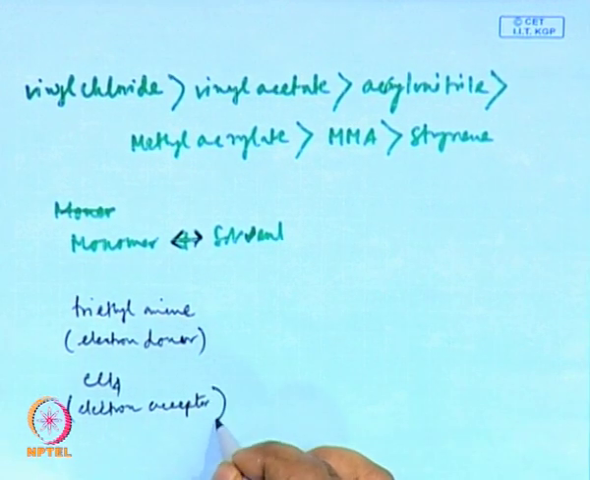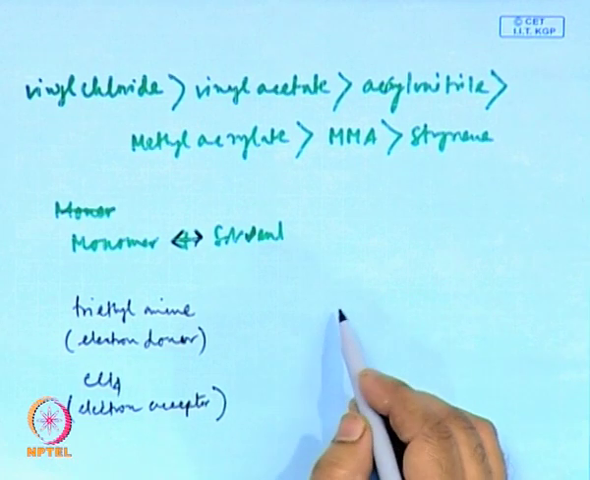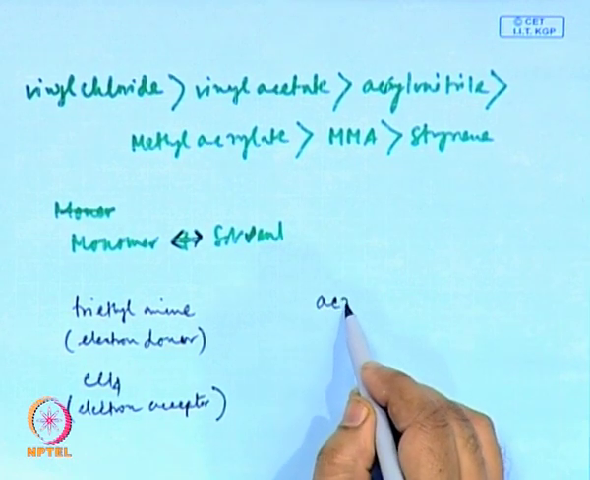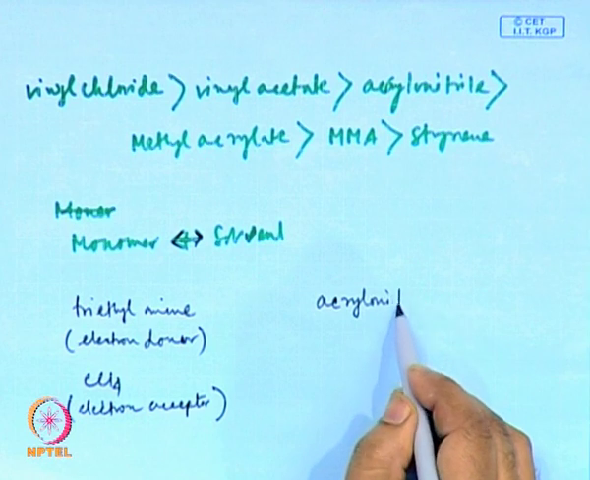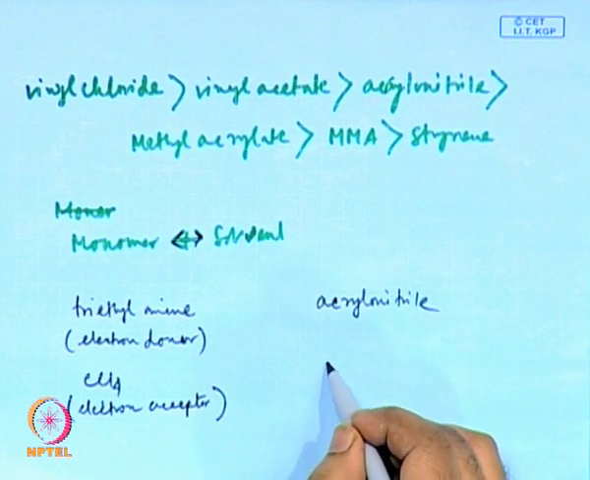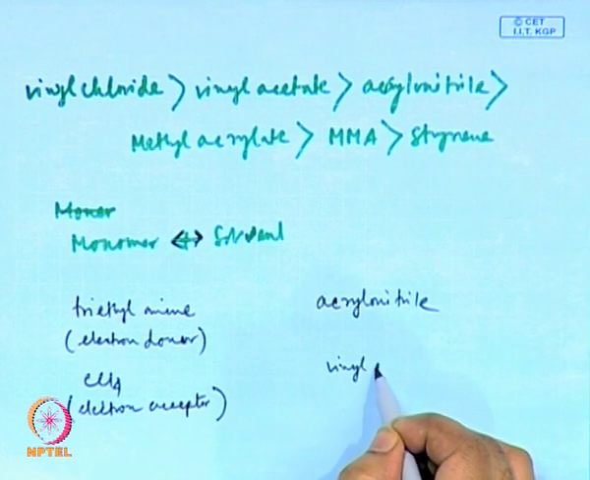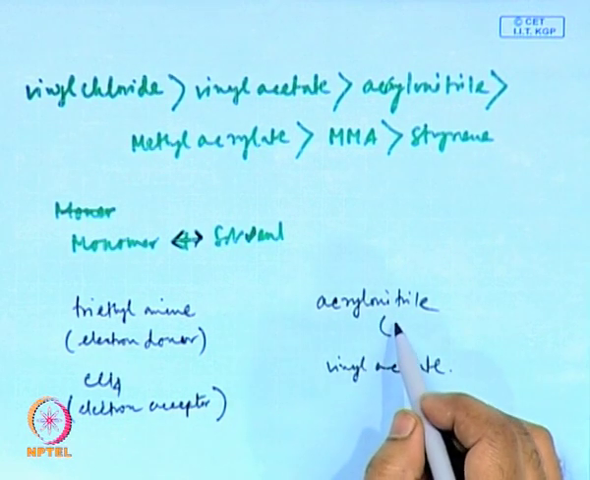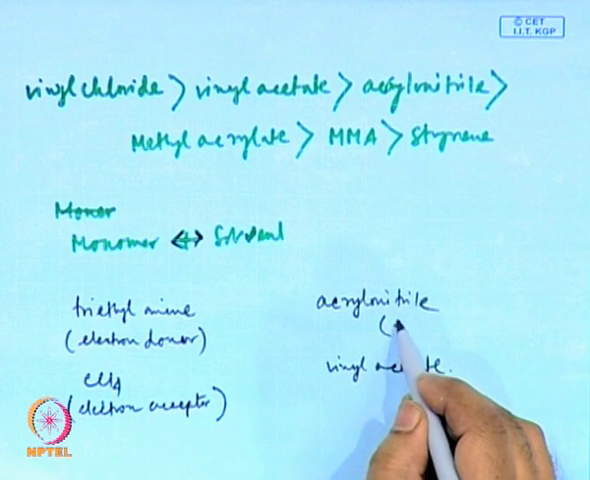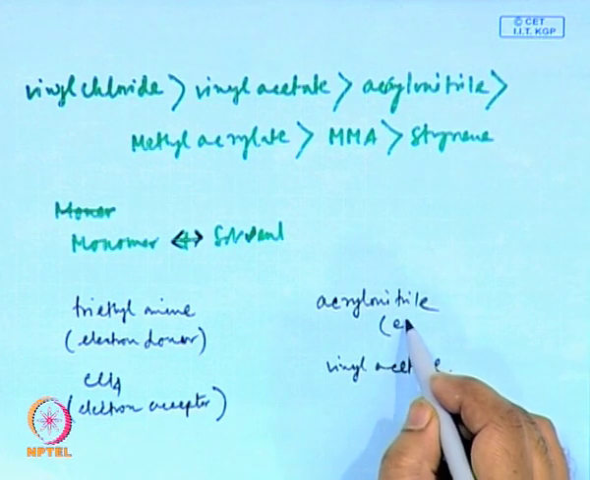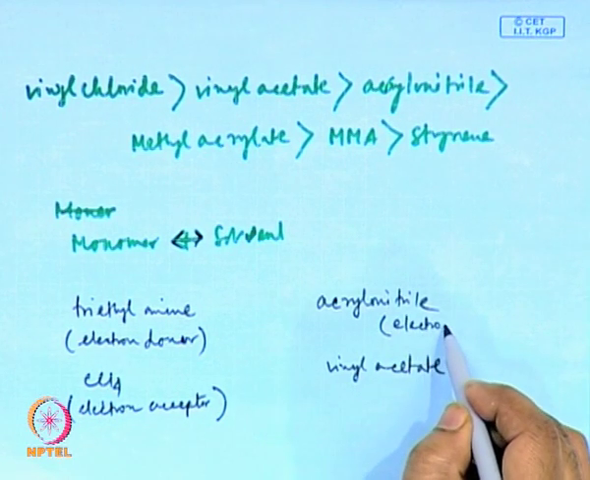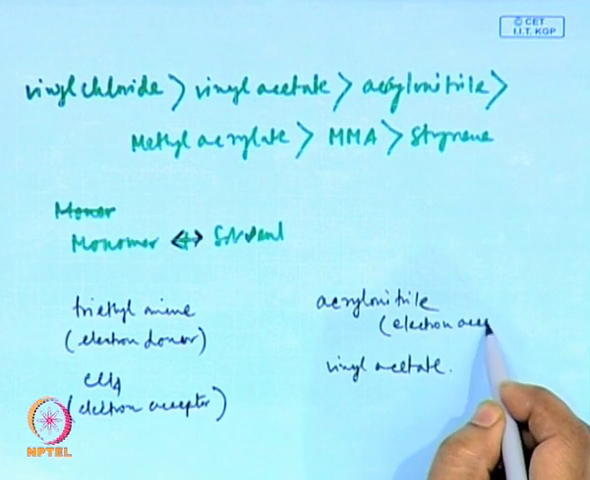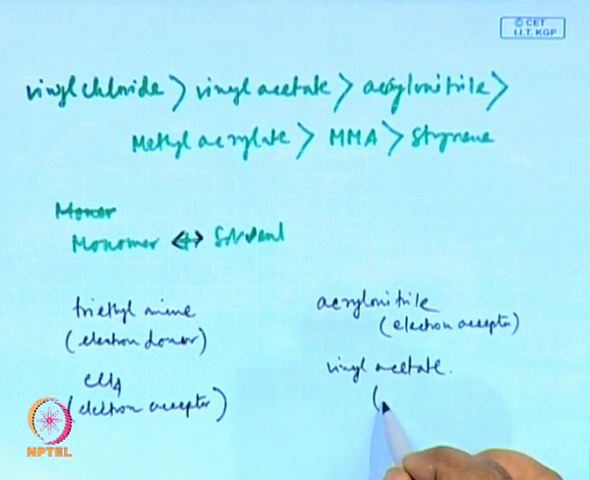Solvent. Now, I compare between acrylonitrile and vinyl acetate. Now, acrylonitrile is an electron accepting monomer, whereas this is an electron donor.